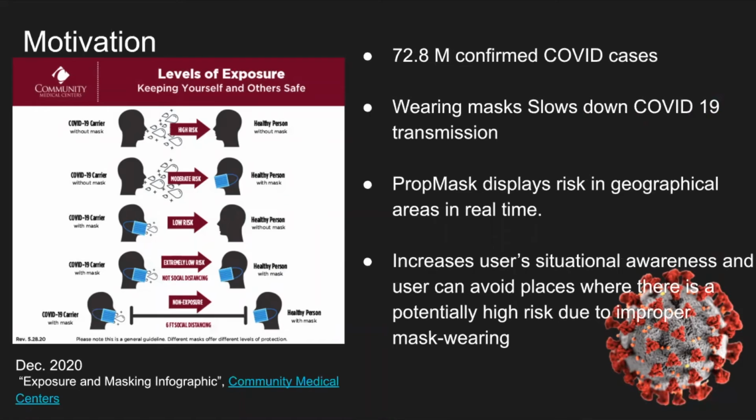The motivation behind the development of this system is the rapid spread of COVID cases. Public health officials believe that face coverings can substantially slow its transmission, but face coverings work best if they're adopted widely. PropMask provides real-time visualization for risk related to improper mask wearing, thereby providing better health situation awareness to the general public. It also assists in better personal safety by allowing users the choice of knowing and avoiding places where there is a potentially high risk due to improper mask wearing.